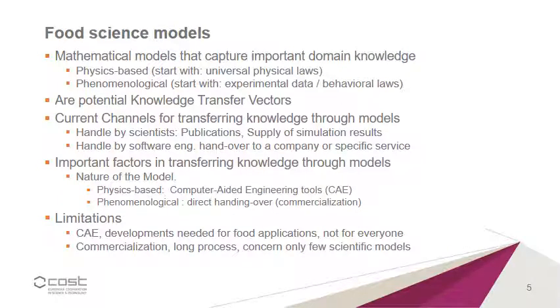So a food science model captures knowledge that is quite important in the food area. We can identify two types of model: physics-based models, that start with the implementation of selected universal physical laws, and phenomenological models, that start with experimental data and behavioral laws. The former is quite important to understand the physical mechanism of a phenomenon. Physics-based models also have a good predictive capacity.